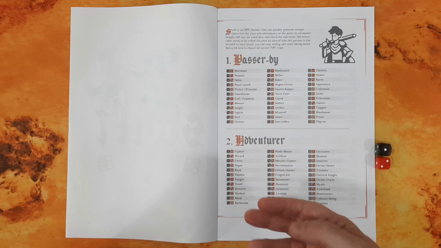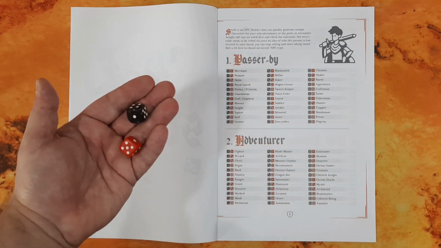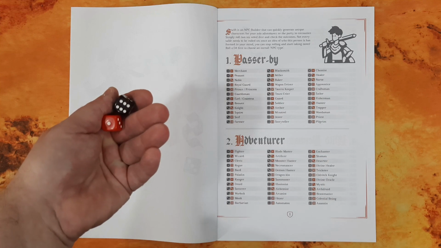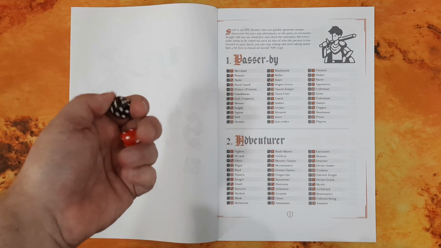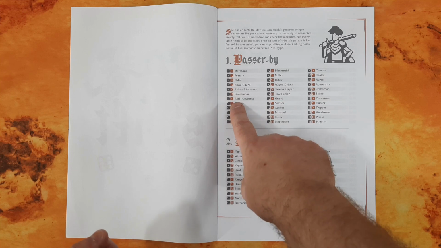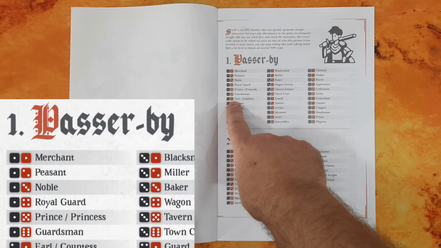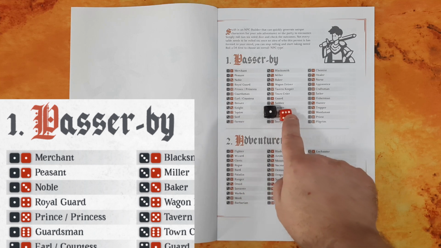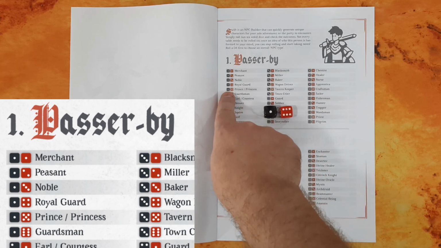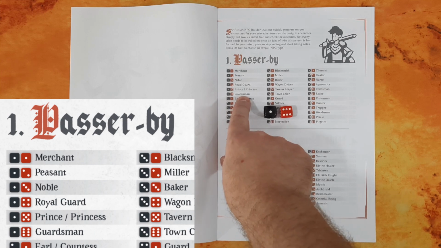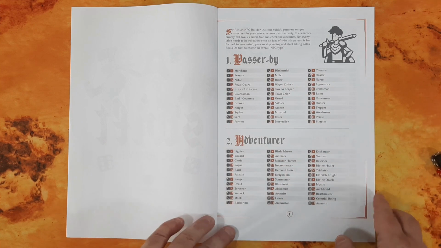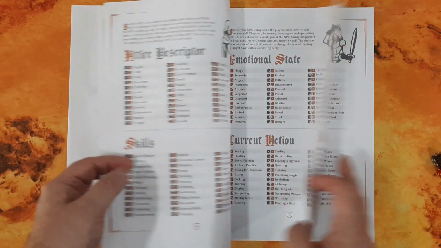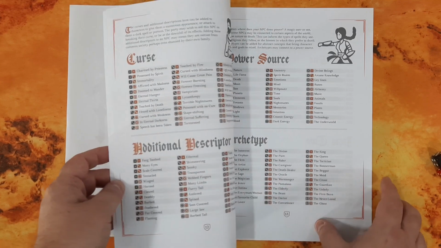What's D66, I hear you ask? Well, you roll two dice, 2d6, 6-sided dice. You designate which one is first and which one is second. And if you look at the tables here, they use the black and red dice. Black comes first, red comes second. You roll the two dice, so this will become a 1-6. You then look for 1-6, guardsman. That's it.